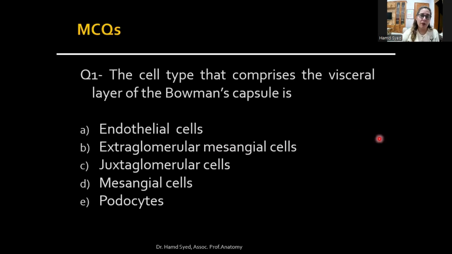Now that I've discussed the basics of today's topic, I'm going to just discuss a few MCQs with you and a little histology quiz at the end. So the cell type that comprises the visceral layer of Bowman's capsule, if you recall, that is the podocytes. E is the answer for this one.